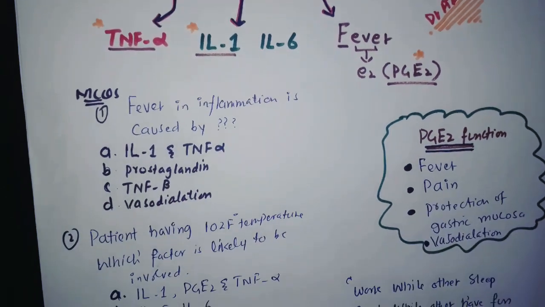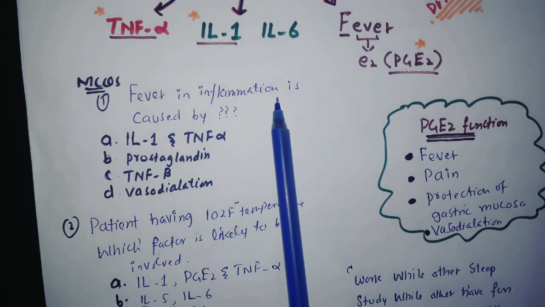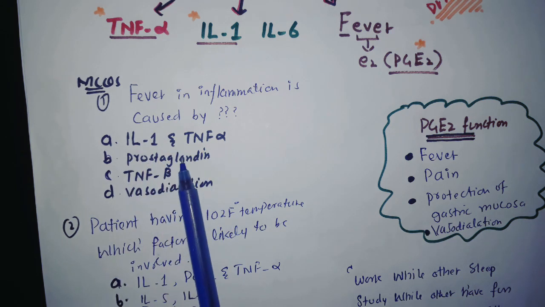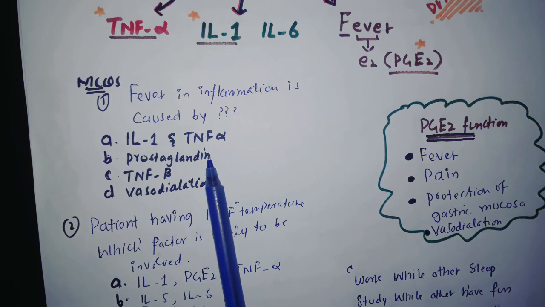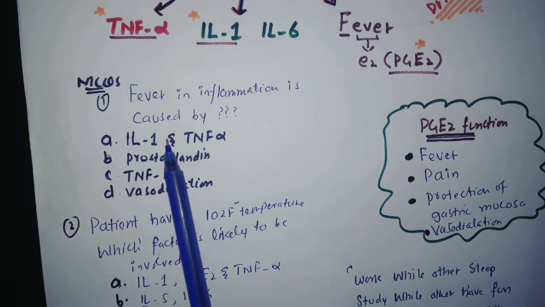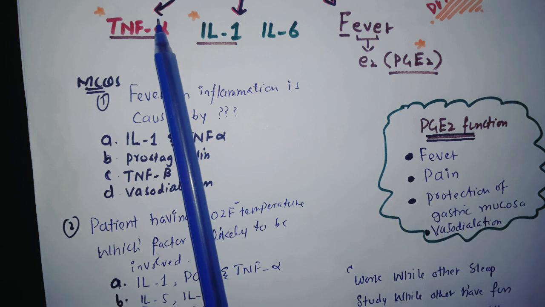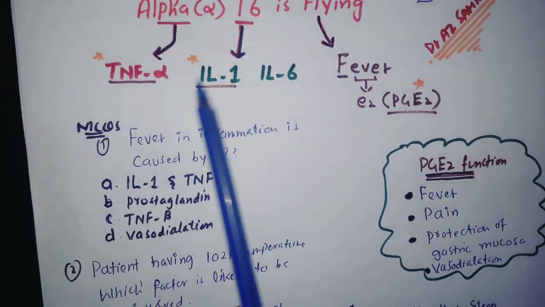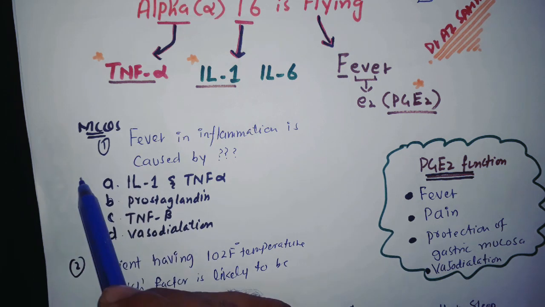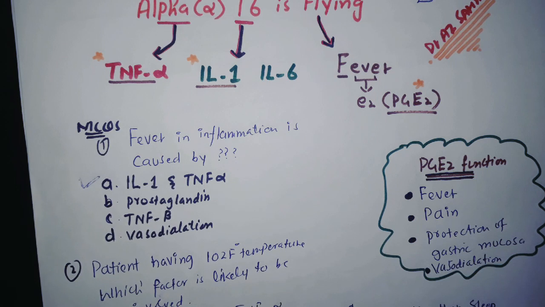Now some MCQs. Fever in inflammation is caused by interleukin 1, tumor necrotic factor alpha, prostaglandin, but they didn't say which prostaglandin. Tumor necrotic factor beta, vasodilation. The answer here, if you just remember alpha 16 is flying, is tumor necrotic factor alpha and interleukin 1. So the right answer is A.